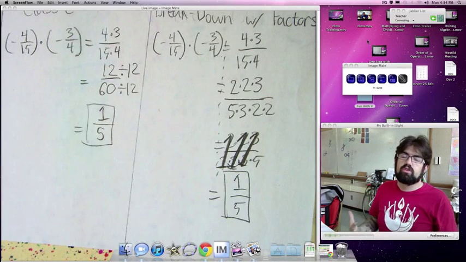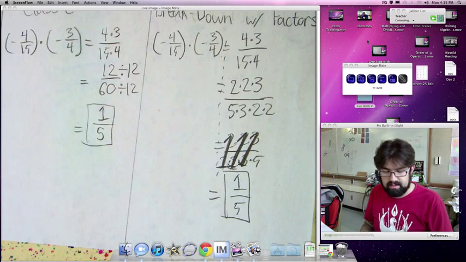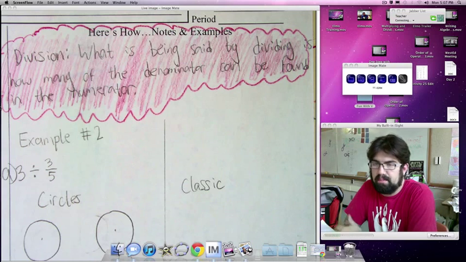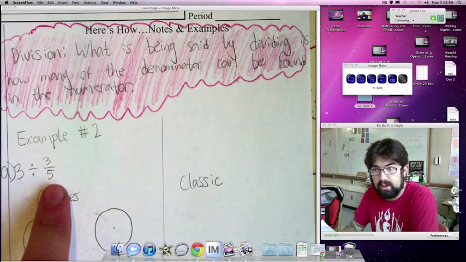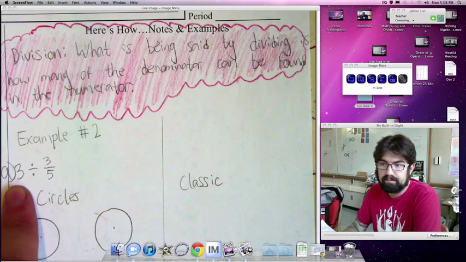Okay, so there's two really simple examples of multiplying fractions. So the next part we're going to jump into is dividing. So with division of fractions, basically here it is. What is being said by dividing is how many of the divisor can be found in the dividend. So how many of the divisor, 3/5, can we find if we break the whole number 3 apart?